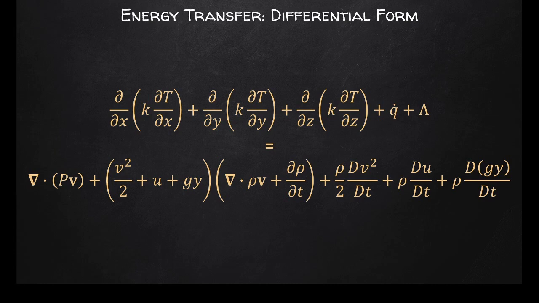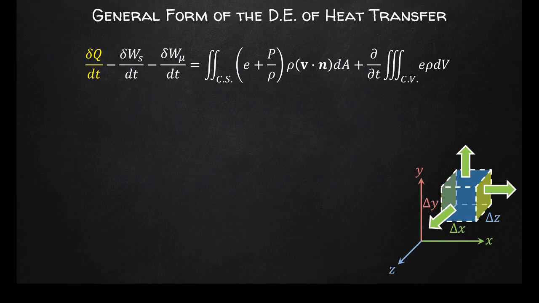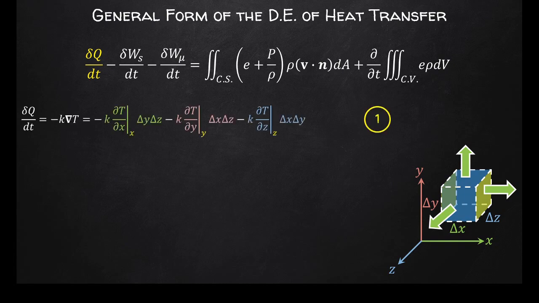For this task, we will consider an element with a volume of dimensions delta x, delta y, and delta z. First off, let's consider heat transfer, specifically the term del Q over delta T, and this equation is for heat transfer into the positions x, y, and z.